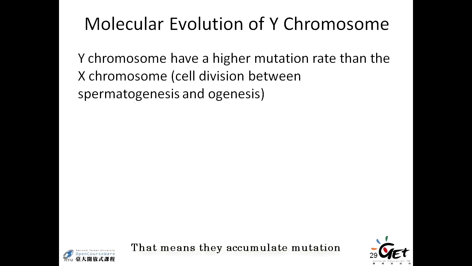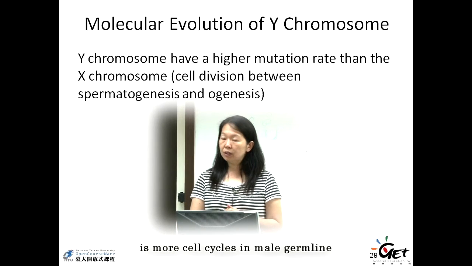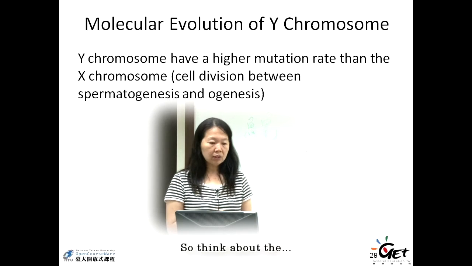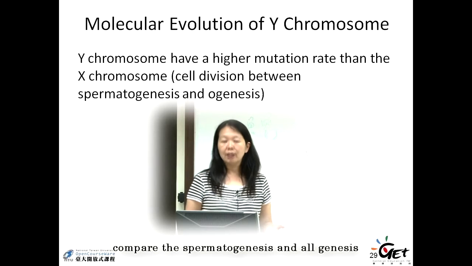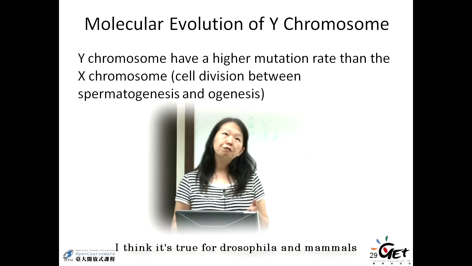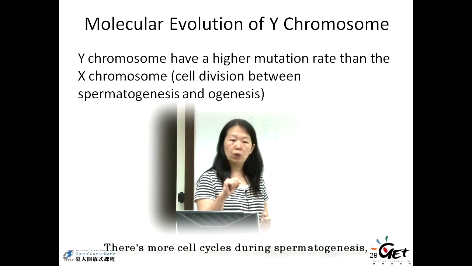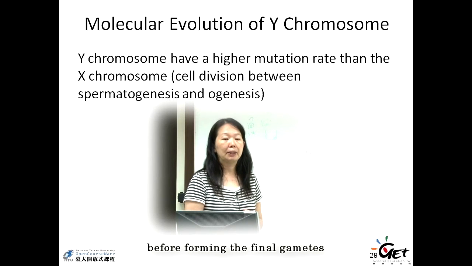That means they accumulate mutations more rapidly than their original homologous counterpart, the X chromosome. One of the reasons for that is there are more cell cycles in the male germline. So think about comparing spermatogenesis and oogenesis. I think it's true for Drosophila and mammals. There are more cell cycles during spermatogenesis before forming the final gametes.